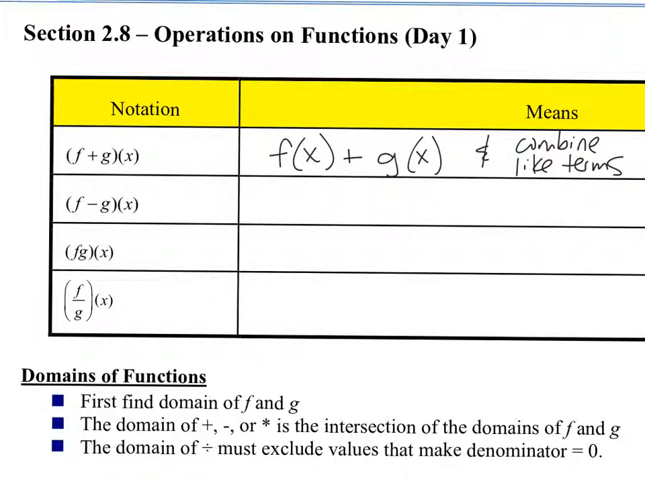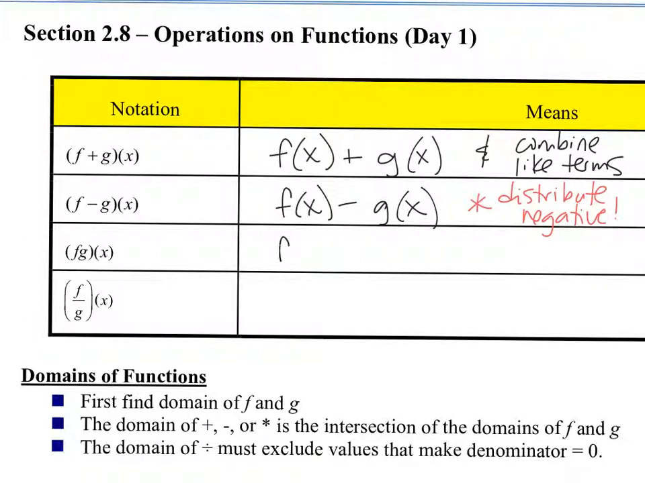That's it. So you can do all kinds of things with any equation that I give you. F minus g parentheses x means f of x minus g of x. On the subtraction ones, make sure you distribute the negative. F g parentheses x means f of x times g of x, which might mean you have to FOIL or something like that. And then f of x divided by g of x. Okay, so that's what this weird notation means.